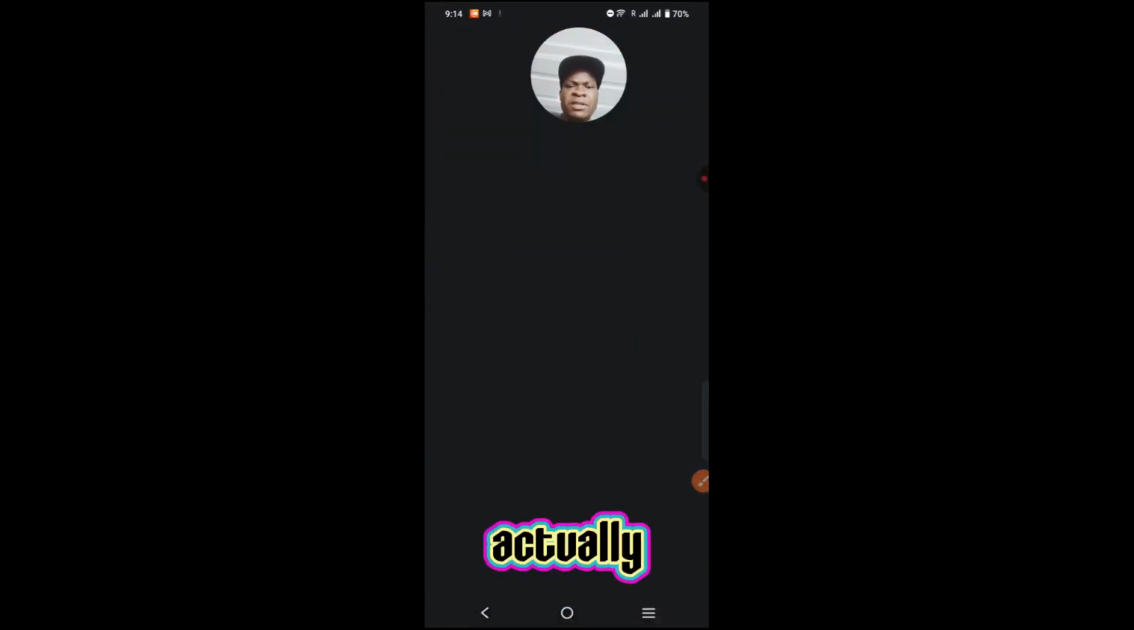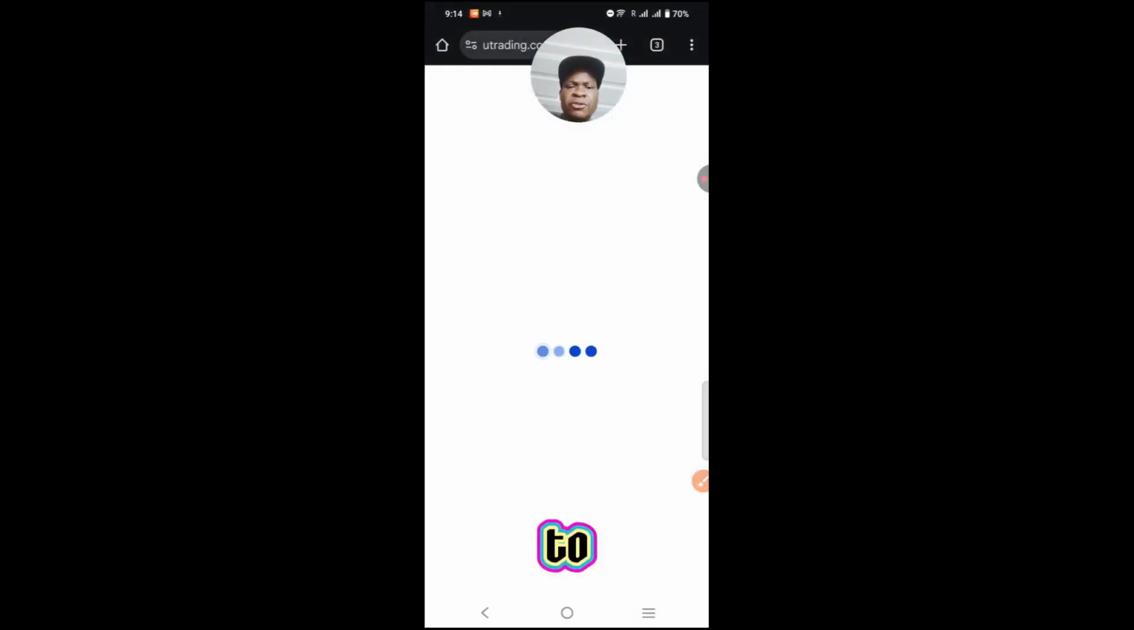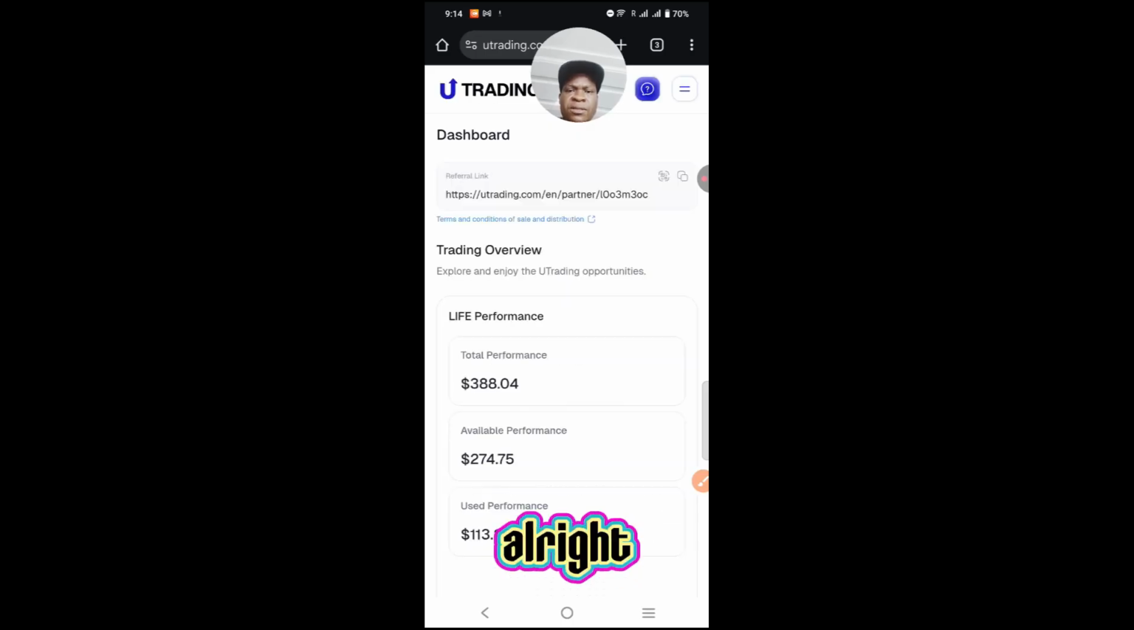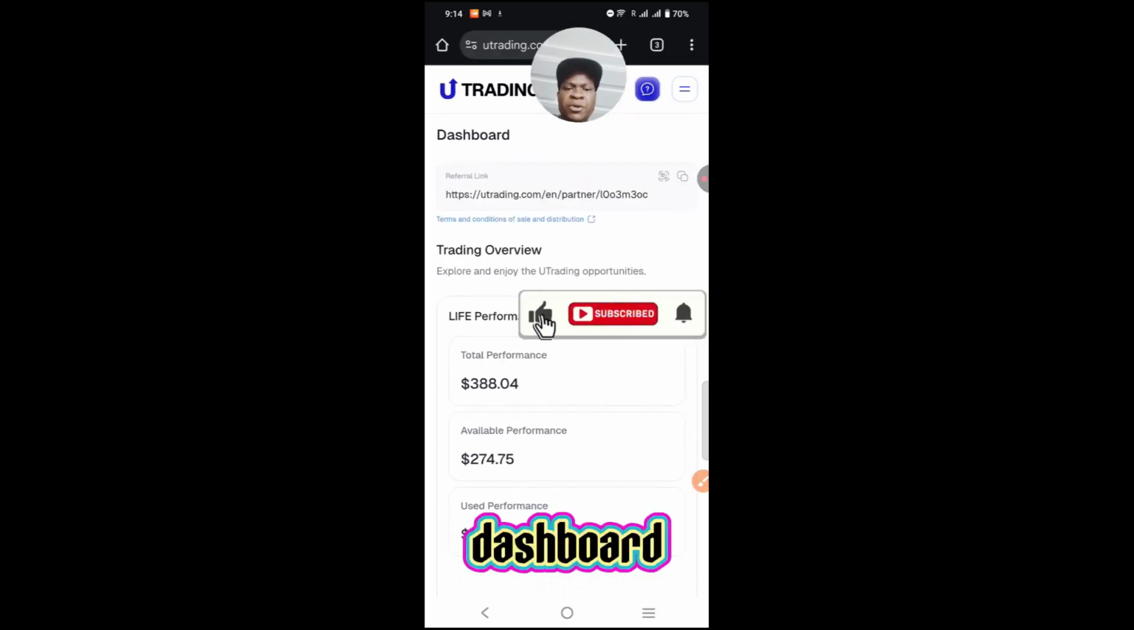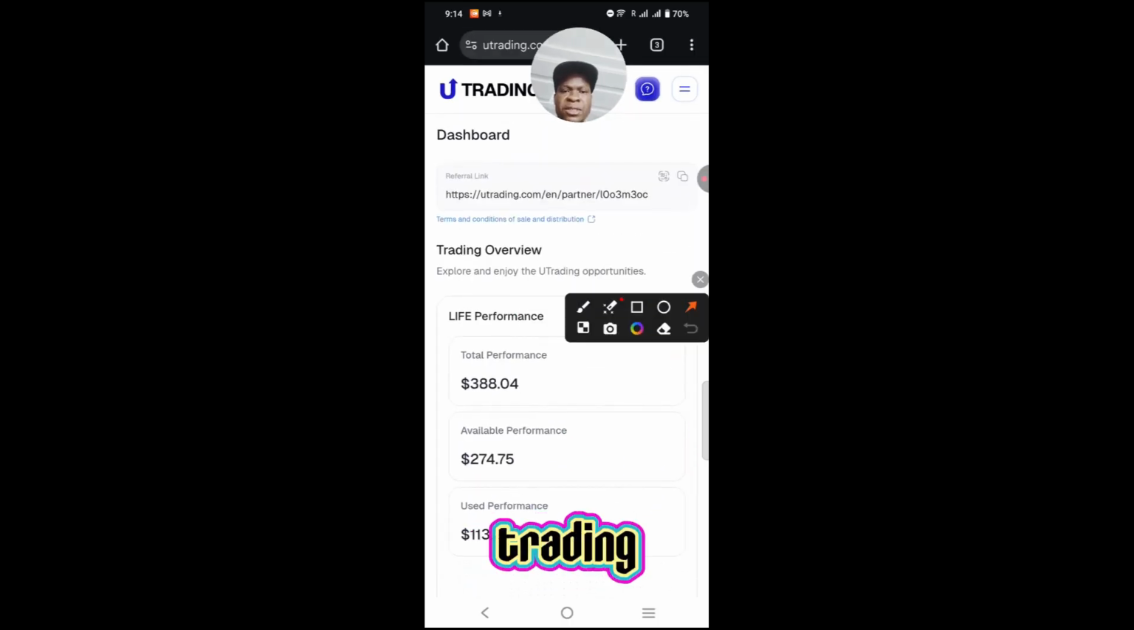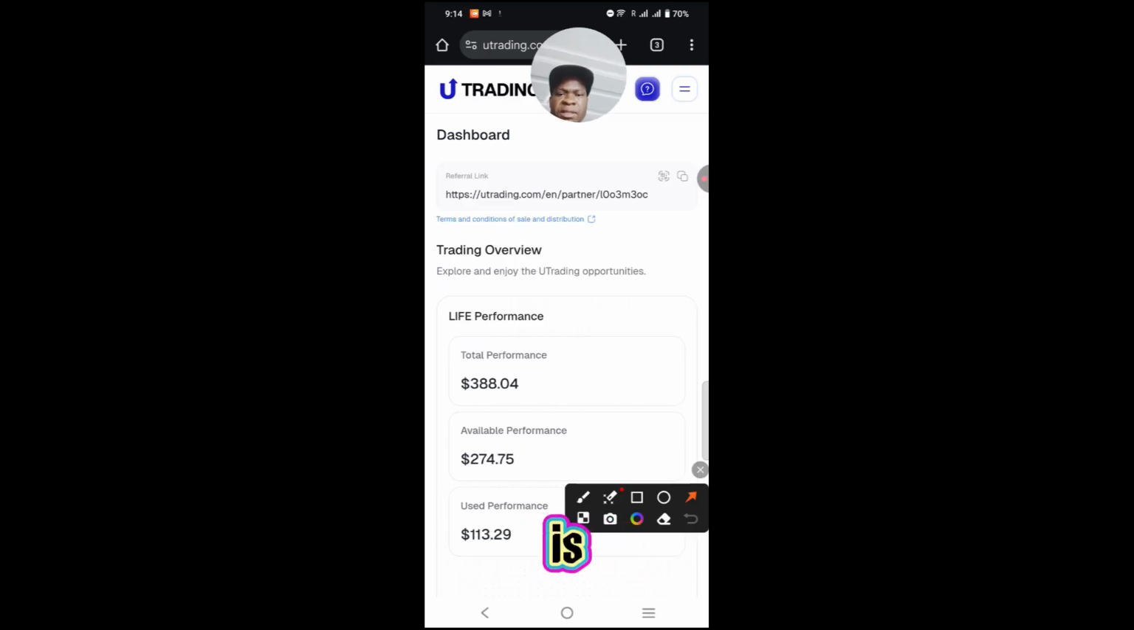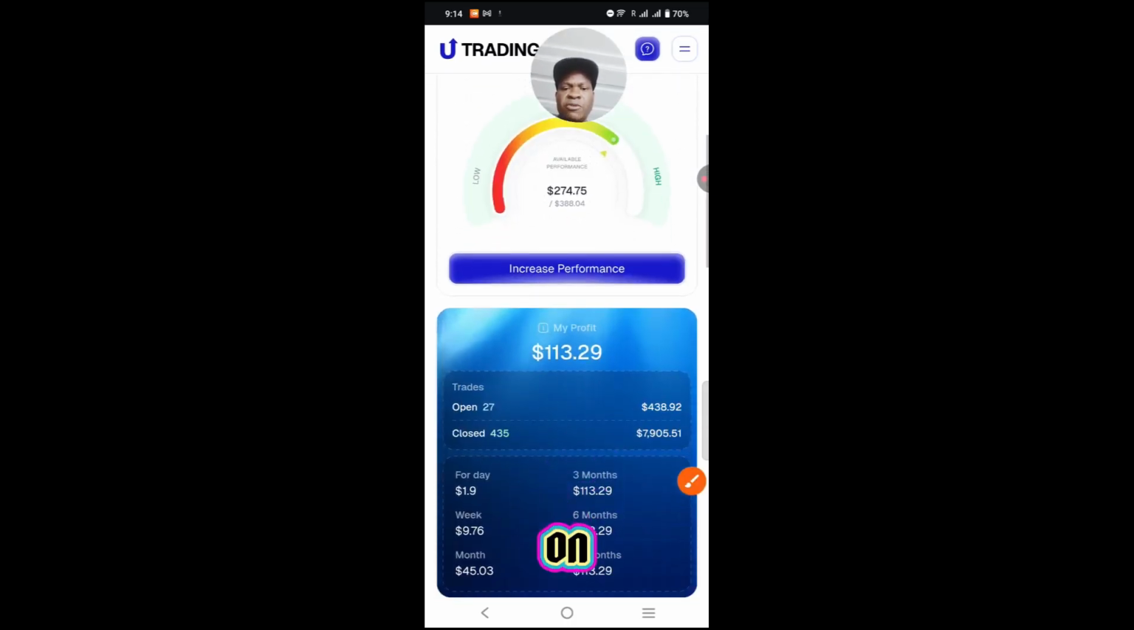Now I have logged on to one of my accounts. Just give me a moment, it's loading up. All right, the moment you log in with your email and password, you'll be served with a dashboard of the Utrading system. This is the dashboard, as you can see.